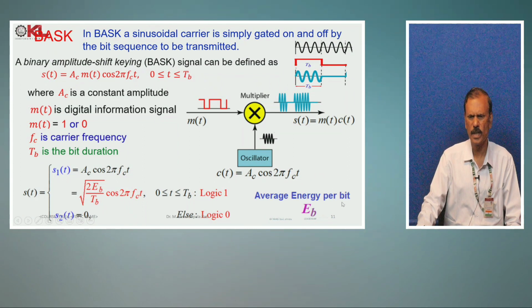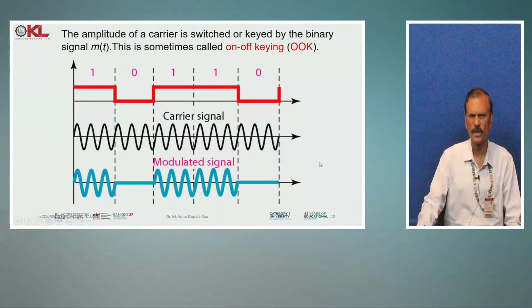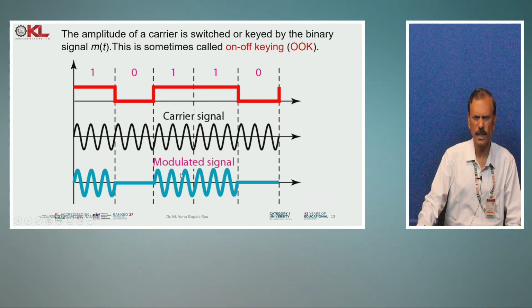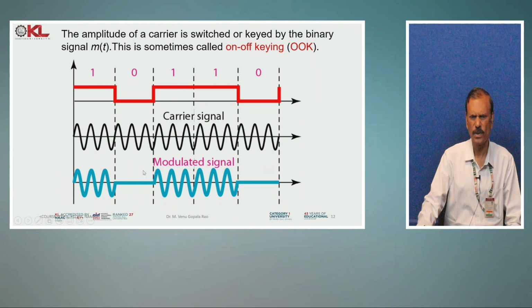The average energy per bit, which we studied earlier, is Eb. Once again, it is represented like this: 1 0 1 0 0 is the modulating signal, this is the carrier signal, and this is the binary amplitude shift keying signal. When the signal is high, it is transmitted; when the signal is low, nothing is transmitted. This is the modulated binary amplitude shift keying signal, which we also simply call on-off keying.